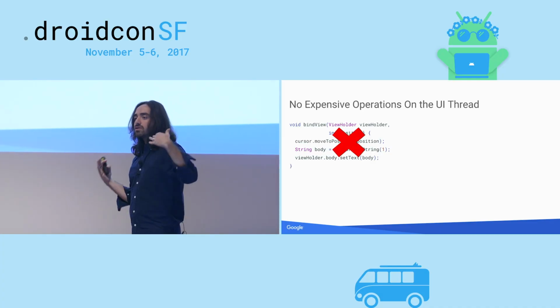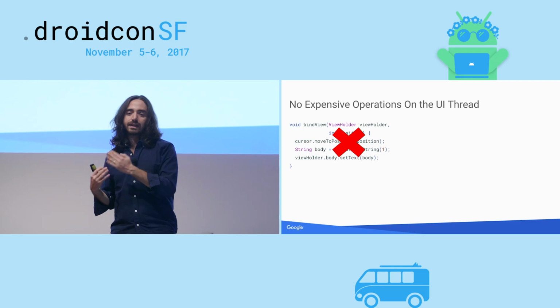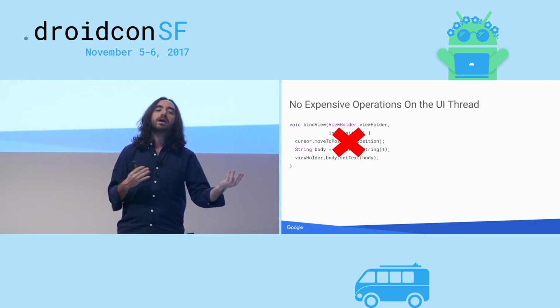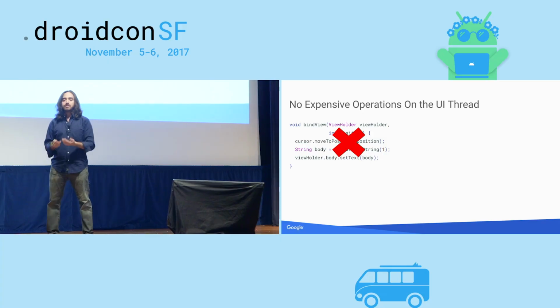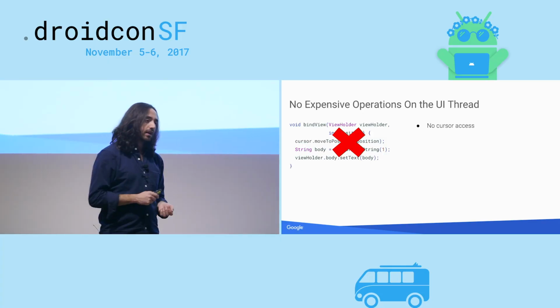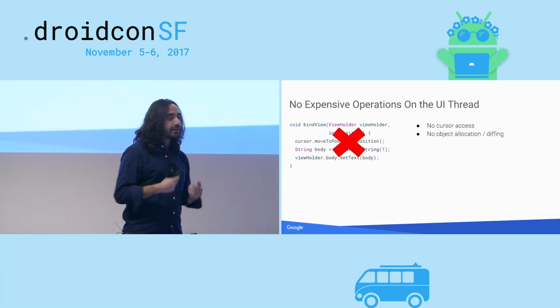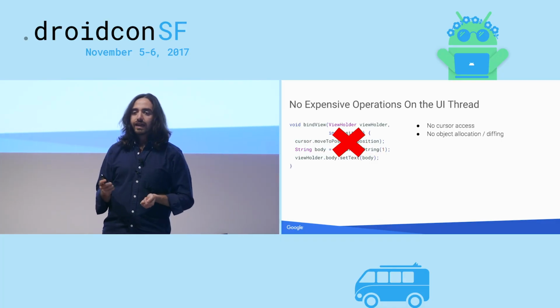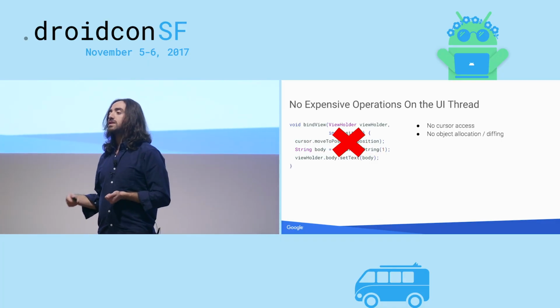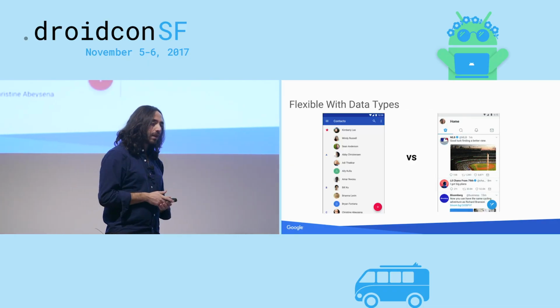We will never do cursor move to position. It doesn't matter if we provide you the cursor API or hide it behind the POJO API. We should never access cursor on the UI thread. Also, we shouldn't do things like diffing on the UI thread or doing too many object allocations. Anything that might be expensive should be done on a background thread.